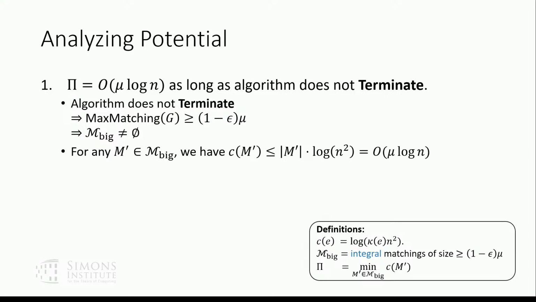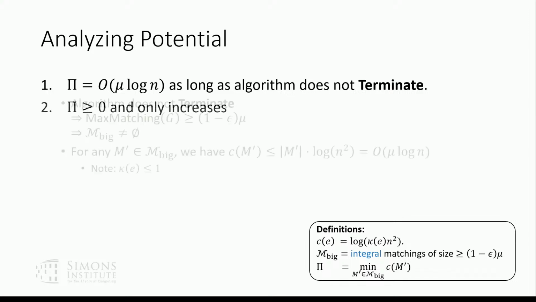So this was saying every edge has cost at most log n, so the total cost is mu log n. And note in particular that capacities are at most 1, so that's why every edge has cost at most log n. Okay, so we finish this. We know that we have an upper bound on the potential function. We know that it starts bigger than or equal to 0, because initially our costs are all positive. And it only increases because we only double capacity, so we only increase costs.